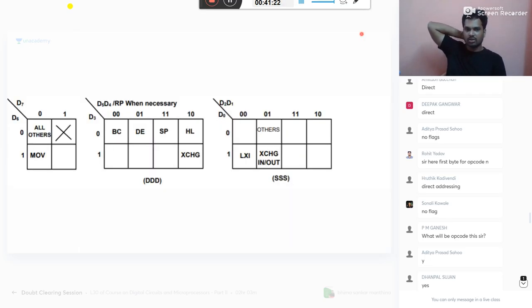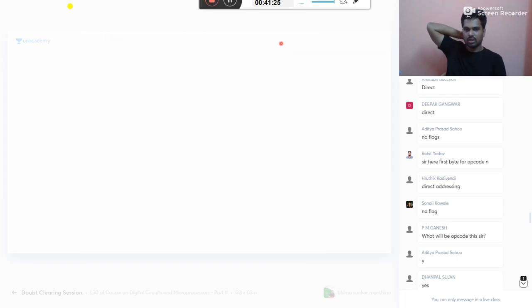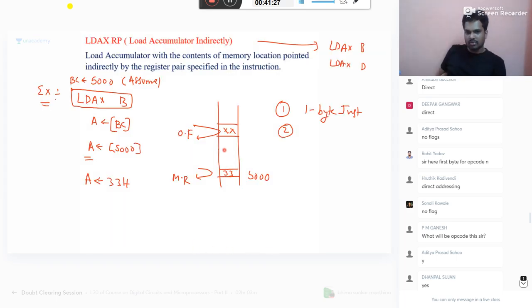Similarly, here also, this is outside the program. The program will be containing only this part. That's why only 1 byte.